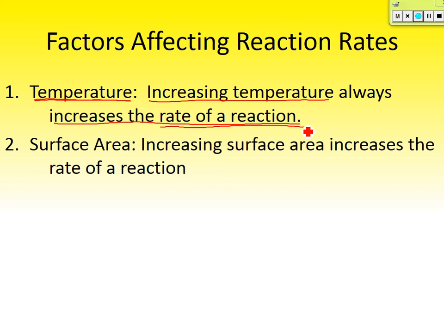Okay, number two, the second factor that affects reaction rates is surface area. So here's the idea with surface area. Increasing the surface area increases the rate of the reaction.